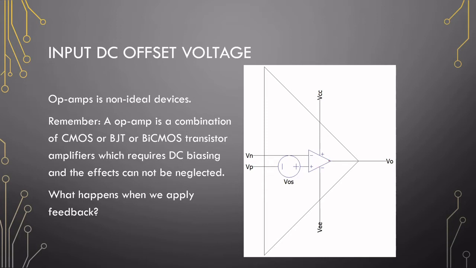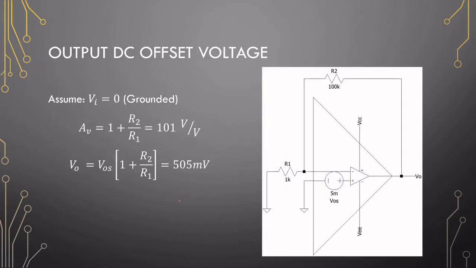As a model for the input DC offset voltage, we can take our ideal op-amp and just put a voltage source at the non-inverting terminal and use that as our model for the offset voltage that is internal to the amplifier. Now this is typically not a very large value, but when we apply feedback, this is amplified by our amplifier. So non-inverting or inverting configuration doesn't really matter.